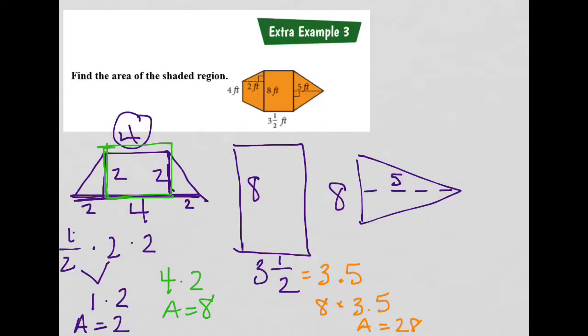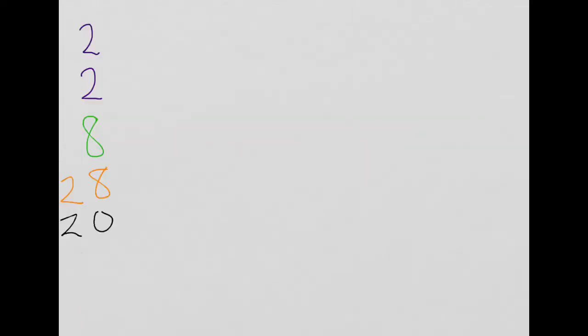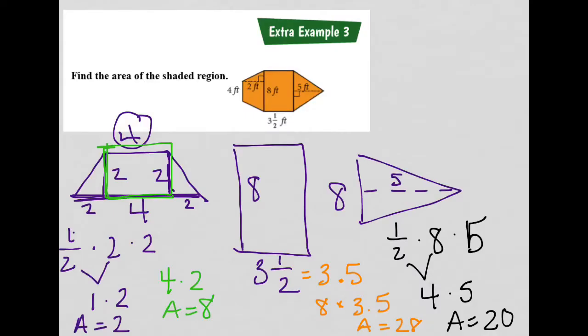And now I am left with one figure. I have my triangle, so I have to do 1/2 times the base of 8 times the height of 5. So 1/2 times 8 is 4. 4 times 5 gives me an area of 20. So I go to my next page again. There we go. So I have now figured out all the areas of the different pieces because it wanted us to talk about the shaded region again, and every piece was shaded.